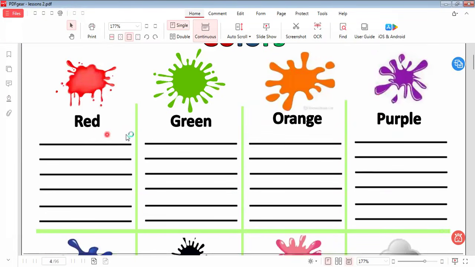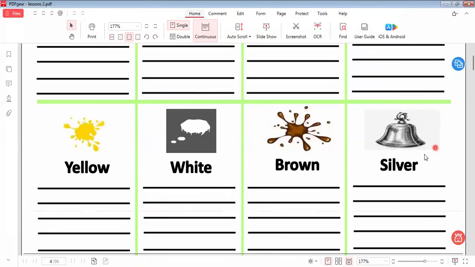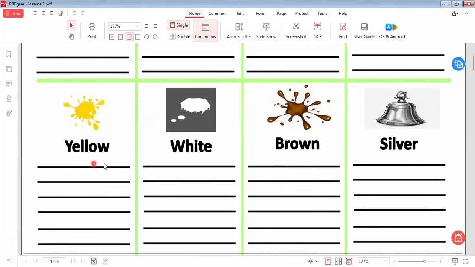So last class we learned the colors. This is called red, green, orange, purple. Blue, black, pink, gray. Yellow, white, brown, and silver.